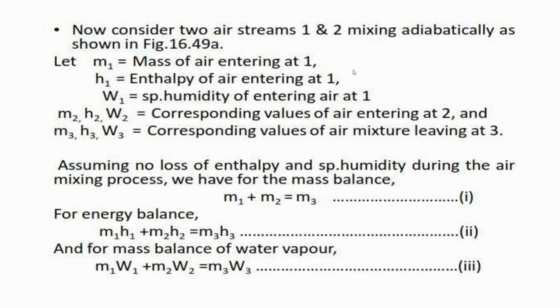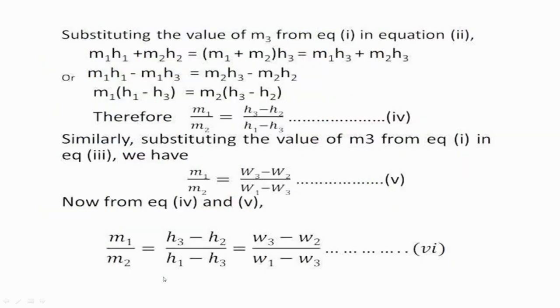Now we have to derive one formula. m1 is the mass of air entering at point number 1, h1 is the enthalpy of air entering at point number 1, and w1 is the specific humidity. Similarly for point number 2 and point number 3. Mass is conserved while mixing takes place: m1 plus m2 equals m3, equation 1. By the energy balance, m1h1 plus m2h2 equals m3h3. And the mass balance of the water vapor is m1w1 plus m2w2 equals m3w3.